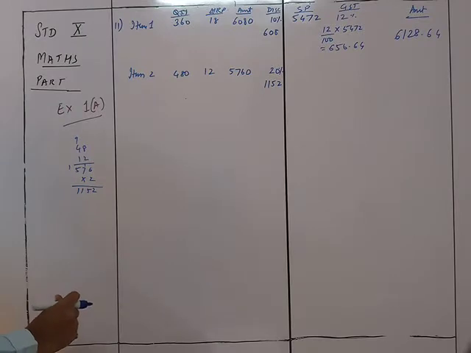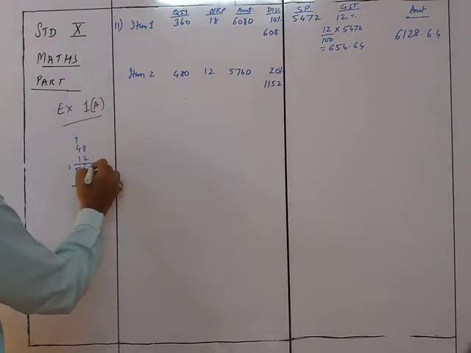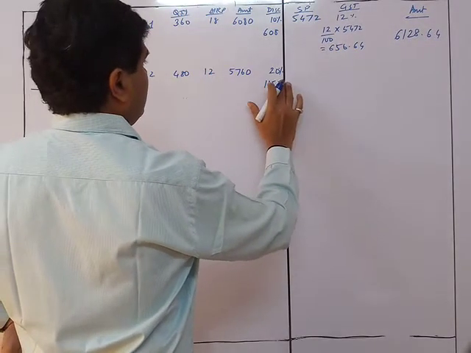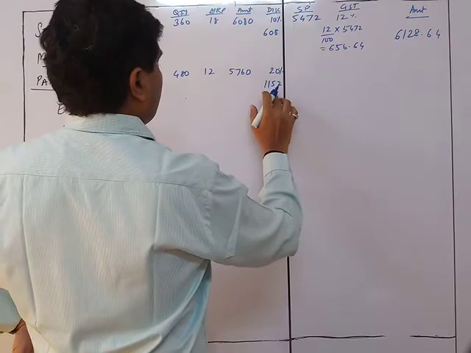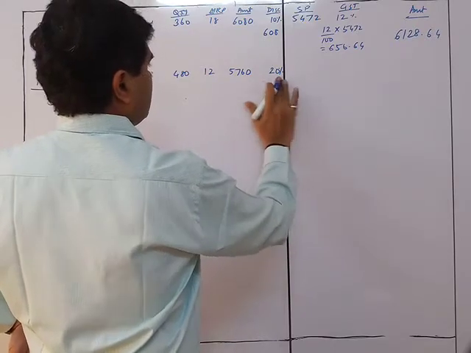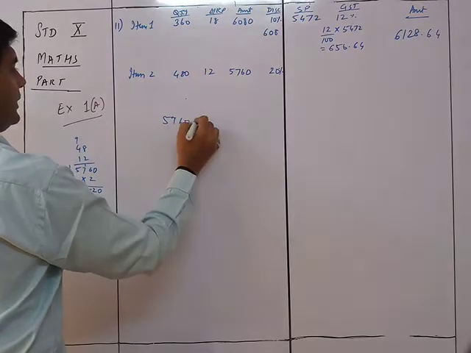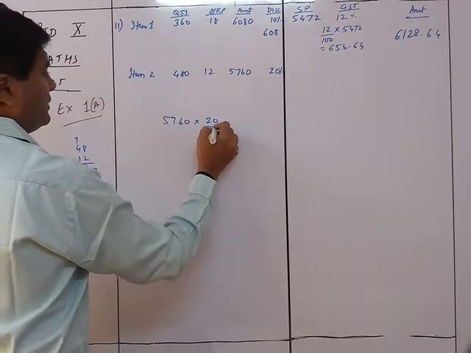No, not possible. Yeah, one second. It will be 20%, that will be 1152. No, that cannot be. 5760 into 20 upon 100.